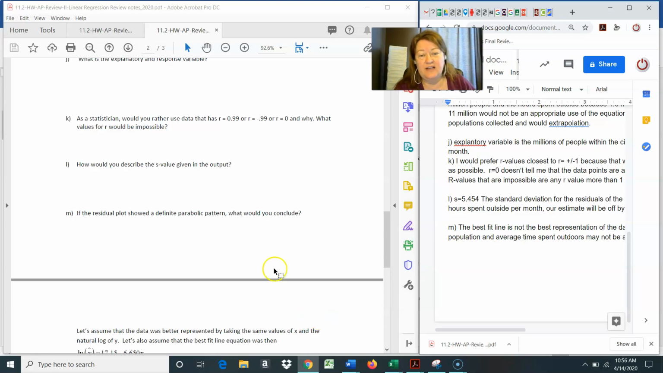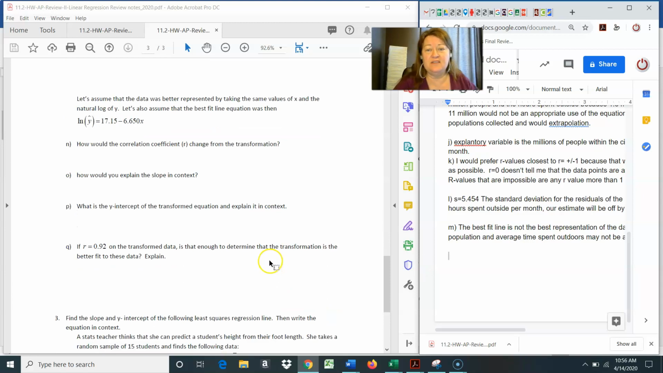All right, so now I started adding in some more stuff, and this is the new section. It says, let's assume that the data was better represented by taking the same values of x and the natural log of y. Had we completed the required units, they would have had us do testing and confidence intervals on the slope of a best fit line.